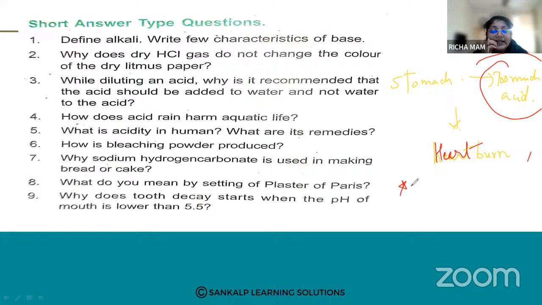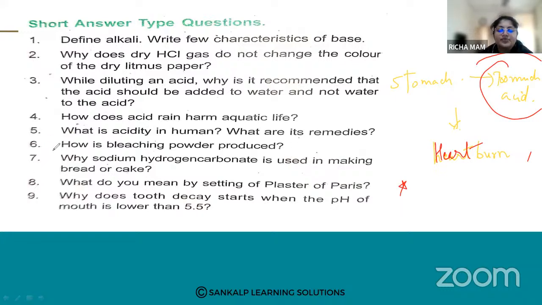Then you can take antacids. If you take counter medicines like antacids, what will it do? It will reduce your acidic level. So these are some of the remedies.